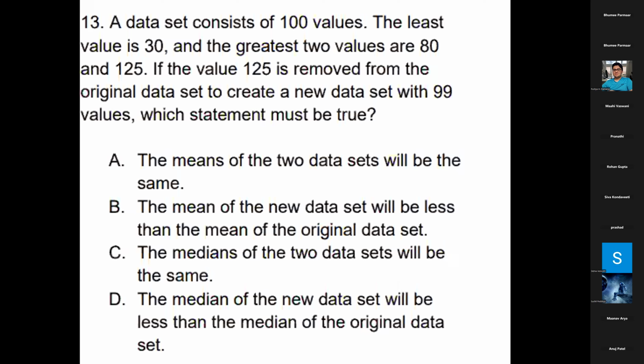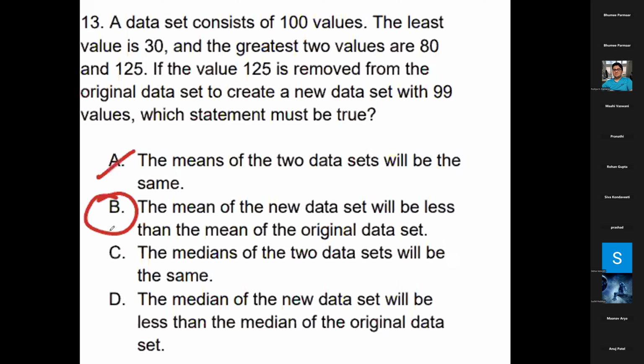Okay, so for question 13, we have a data set of 100 values. The lowest value is 30, the highest is 80 and 125. If 125 is removed, which statement is true? The means will be the same. Well, that can't be true, because if you remove 125, which is the largest value, then the mean would decrease. So the mean of the new data set will be less than the mean of the original data set. That is correct. So the answer is B.